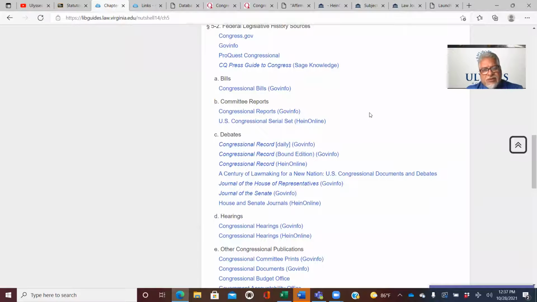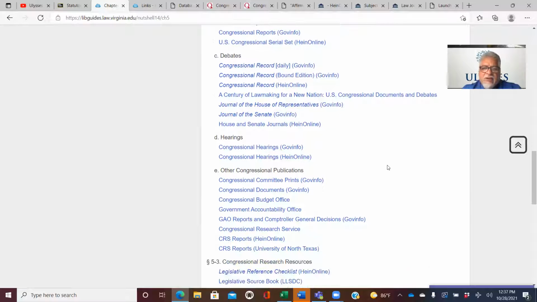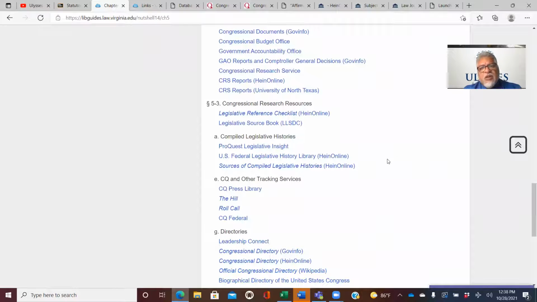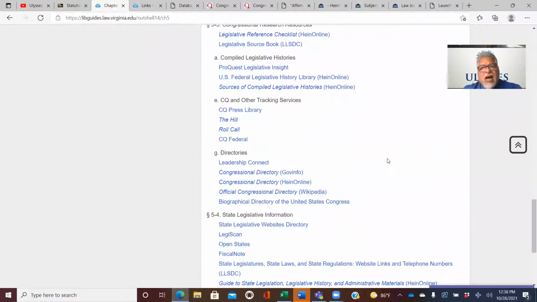Then you can look at the bills, and you can look at the committee reports, which are more of the meaty substance, in my opinion, where they have the actual discussions and debates, and they come up with reports to tell us how they arrived at a particular compromise. There are also all the debates, which are included in there, the hearings, and other congressional publications that come out. There are many research resources available that compile legislative histories of particular laws.